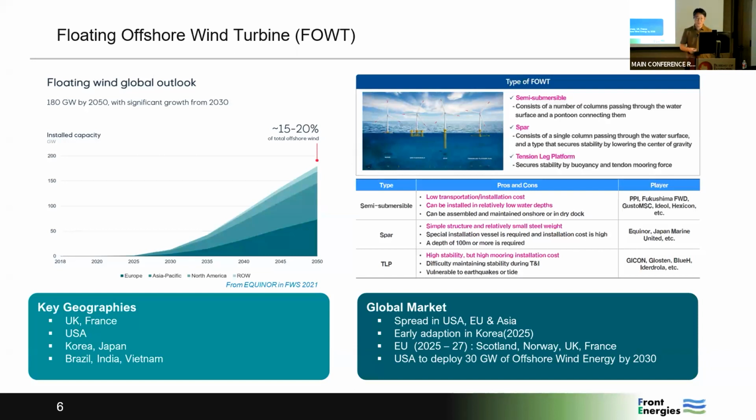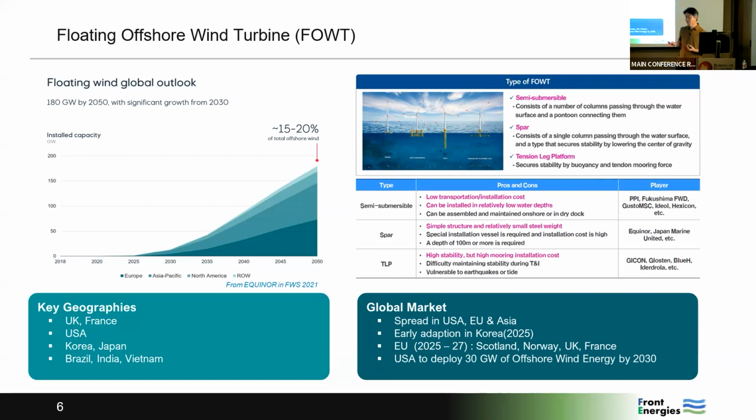So that's the status, and also for the floating offshore wind turbine. Why floating offshore wind turbine? Most of the offshore wind turbines are installed near shore, where the water depth is less than 30 meters. They put a single pile on the seabed, and the tower and the turbine are installed on top of this pile.